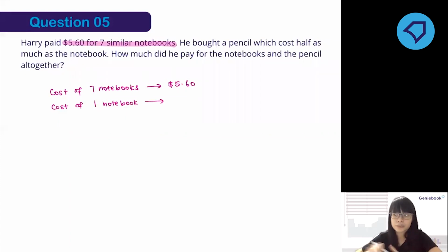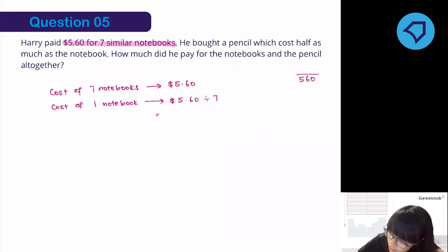What do you need to do? Cost of one notebook. You need to do division, correct? We need to do division. So we're going to take 560 divided by 7. Now this one's going to be a little bit tricky. But we can always take 560 divided by 7. Let's ignore the decimal point for a while.